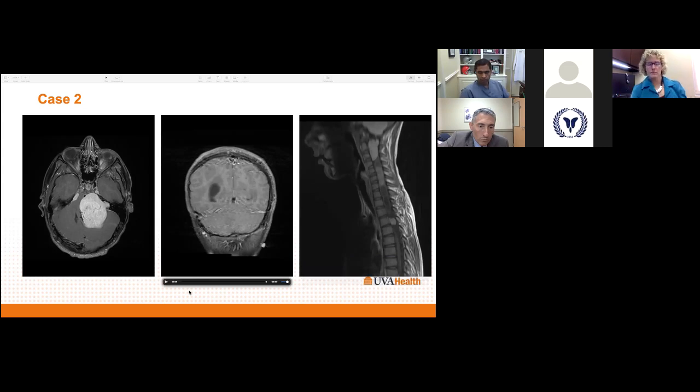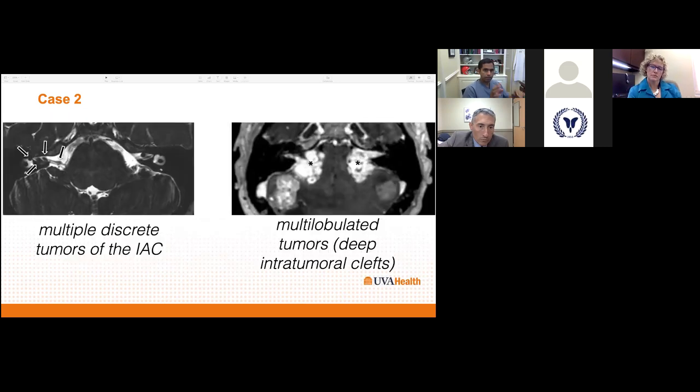One of the issues that I wanted to bring up is, with patients with NF2, you're not curing the patient by removing all of the tumor. So here's an example of what we found in the majority of patients with NF2. You always see this multilobulated tumor that's on the right side. You can see the deep intratumoral clefts that are there.